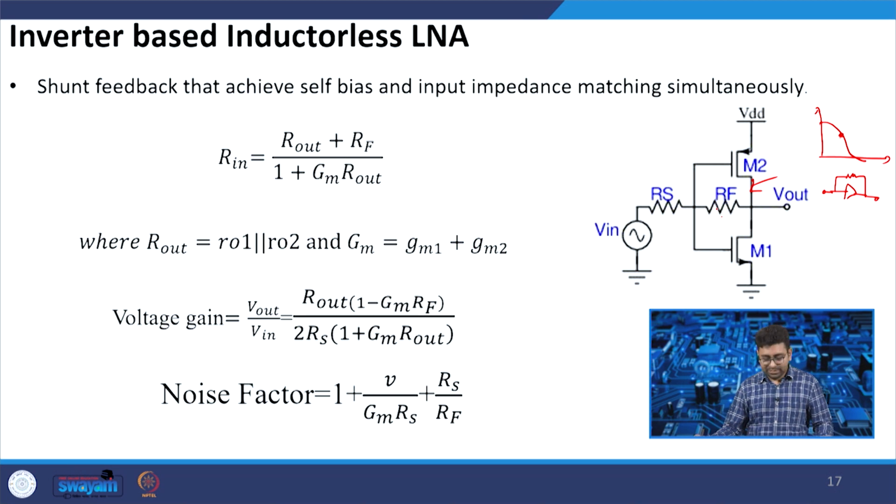So the input impedance, as we discussed for the resistive feedback common source amplifier, is Rin = (Rout + RF) / (1 + Gm Rout), where Rout is nothing but RO1 parallel RO2, and Gm is nothing but Gm1 plus Gm2. This is the voltage gain, that is Rout / 2Rs times (1 - Gm RF) / (1 + Gm Rout), and this is the noise factor.